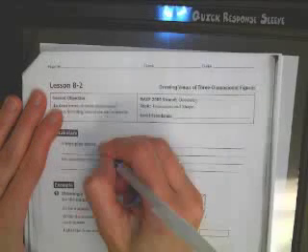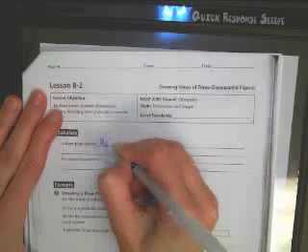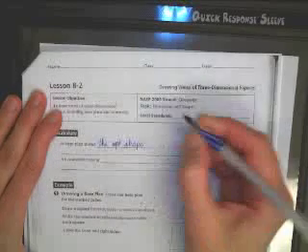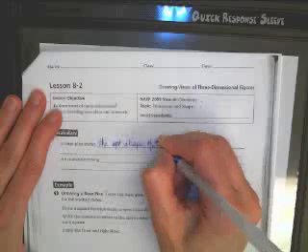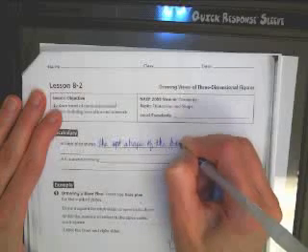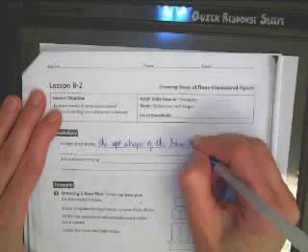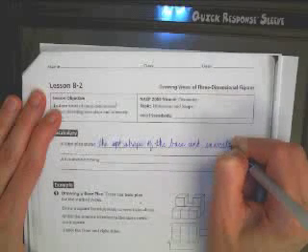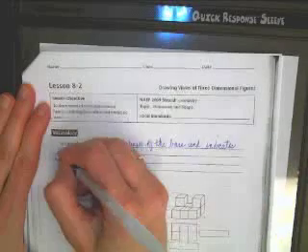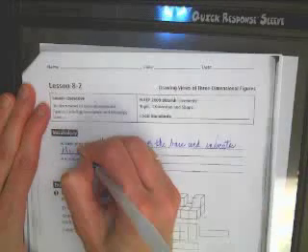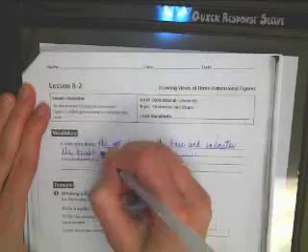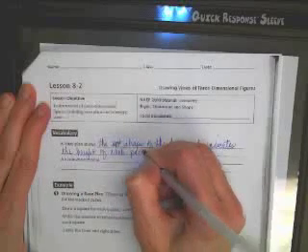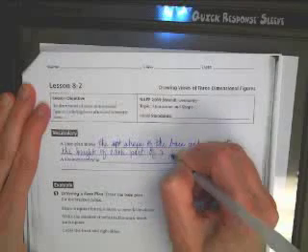A base plan shows the shape of the base and indicates the height of each part of a solid.